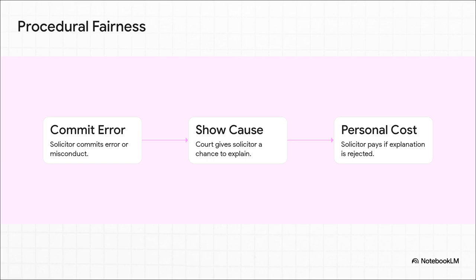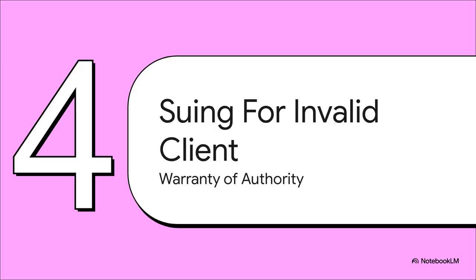Under Order 59 Rule 6, Subrule 2, the solicitor must be given a reasonable opportunity to appear before the judge and explain why such a heavy penalty shouldn't be applied. They might even invite the bar counsel to attend so that disciplinary action can follow. It's a whole ordeal. Let's look at Section 4, Suing for Invalid Clients, Breaching the Warranty of Authority.